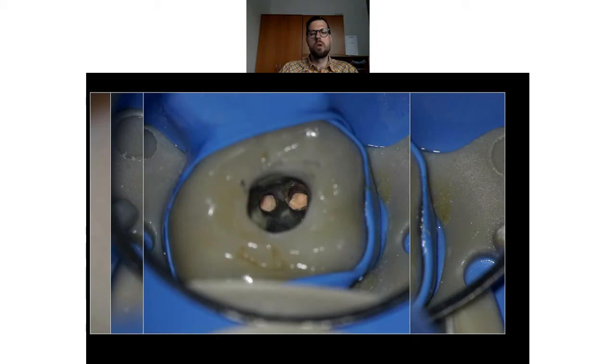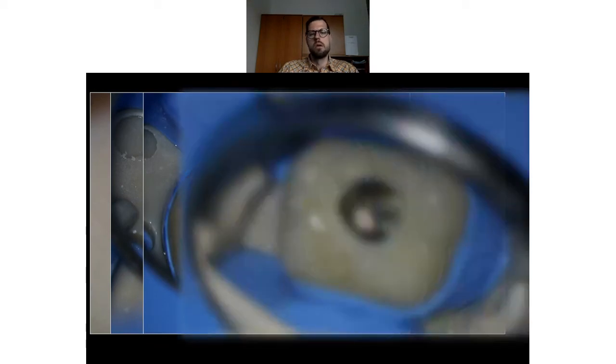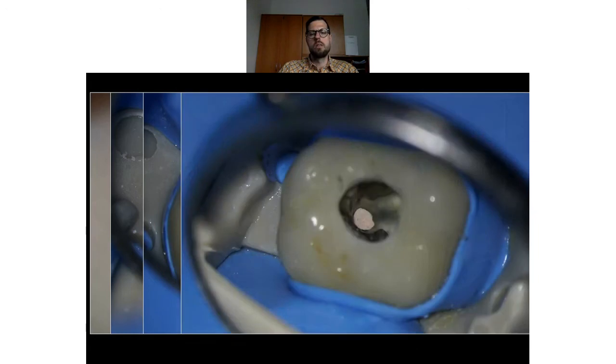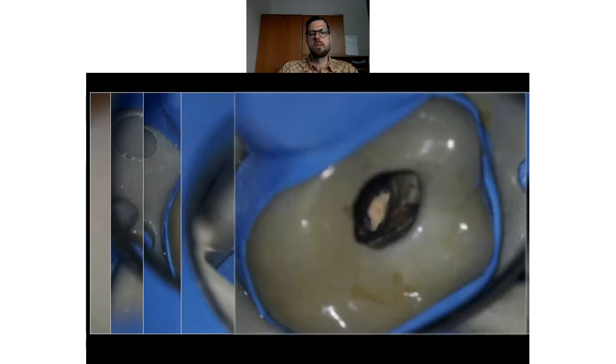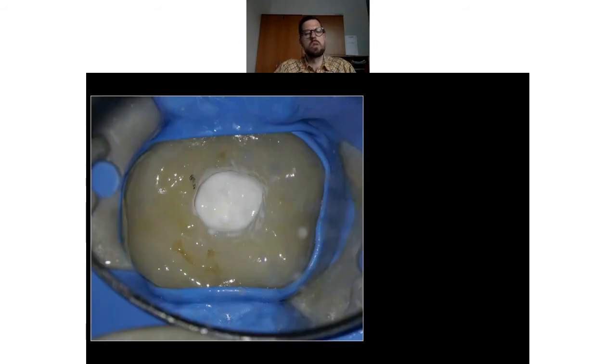So we are filling MB1, MB2. We are filling the palatal, and we are filling the distal buccal. And then we are closing it. For example, here I close it with dual cure cement. This is a white one.